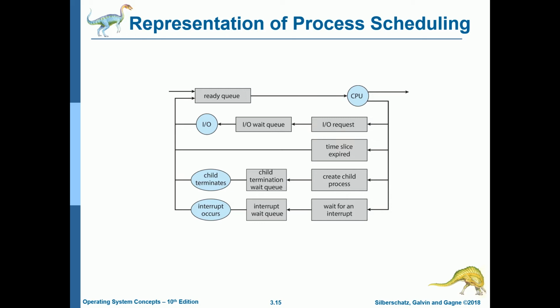In the first two cases, the process eventually switches from the waiting state to the ready state, and then is put back into the ready queue. A process will continue the cycle until it terminates, at which time it is removed from all of the queues and has its PCB and resources deallocated.